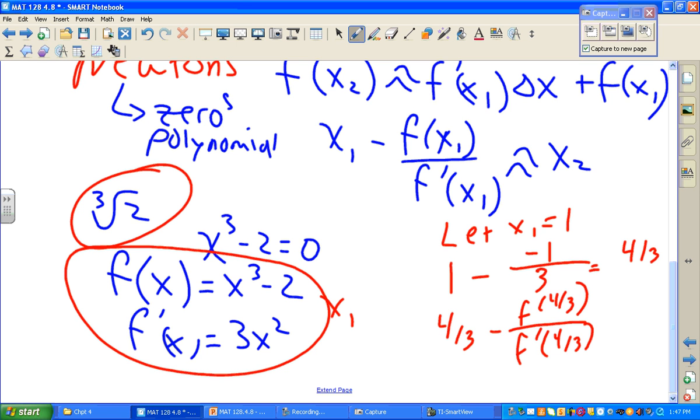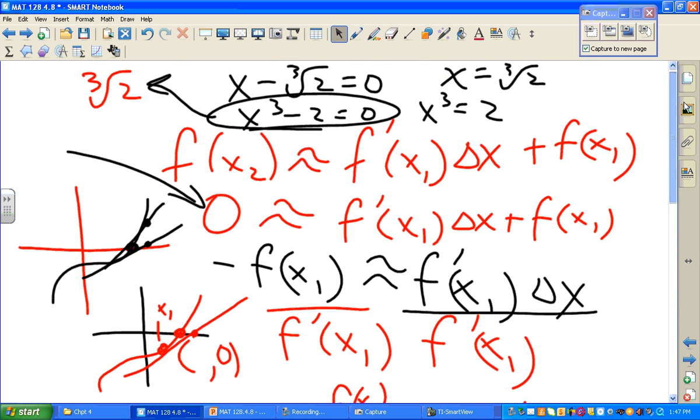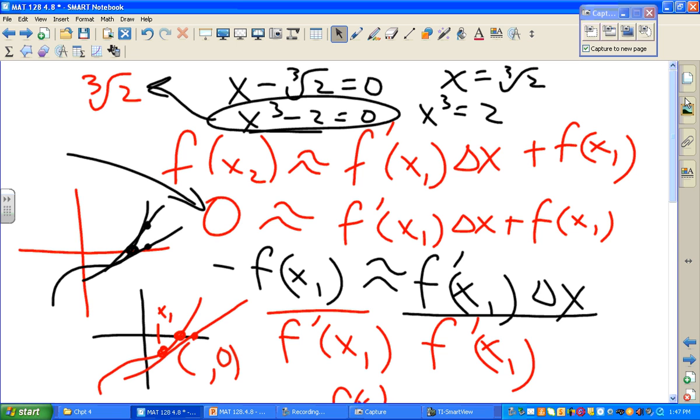Why did you choose x? Because I wanted something that I could easily take the derivative of, something that I could easily guess, and something that equaled 0. Those are all critical points for Newton's method. When you plug in for x1, would you use whatever number you want? As long as you're close. If those guesses start getting away, change your guess and try it again.